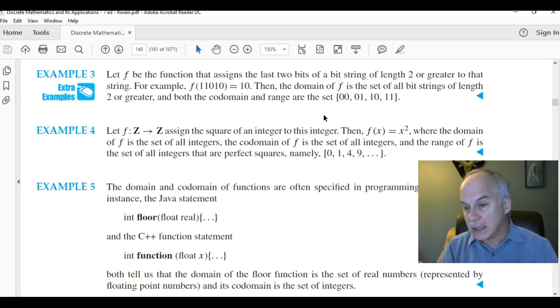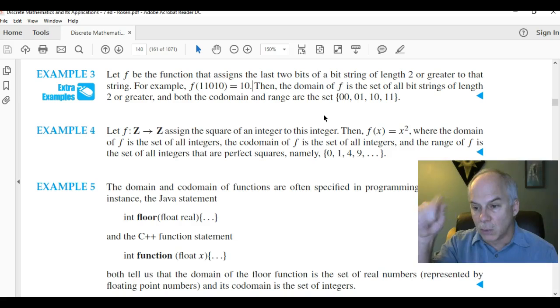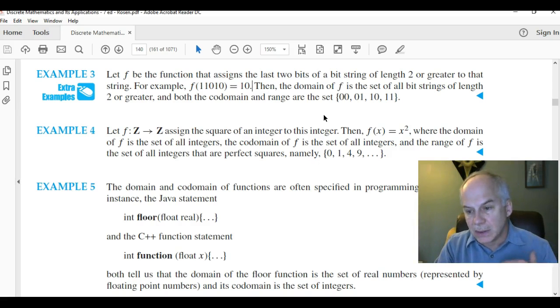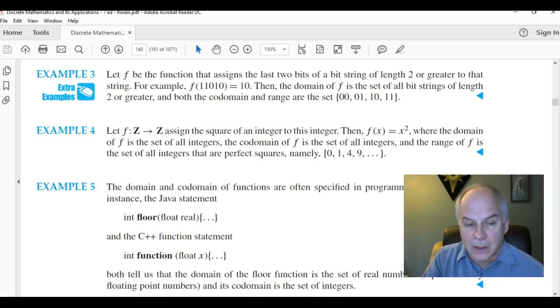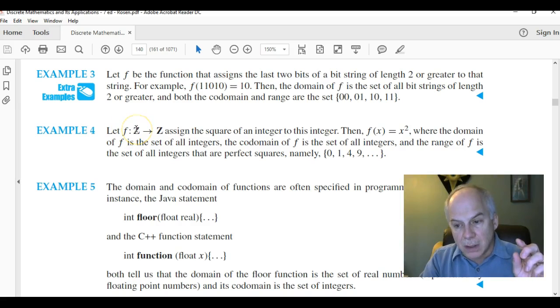And the codomain is all the possible values. Well, you could have 0, 0, you could have 0, 1, you could have 1, 0, or 1, 1 as possible values. So, of course, we don't have a list of what are the specific bit strings that we're plugging in, so you could imagine any could be plugged in. So the range would be, the codomain and the range would both be 0, 0, 0, 1, 1, 0, and 1, 1. All right. Example 4, let f be a function mapping an integer to an integer.